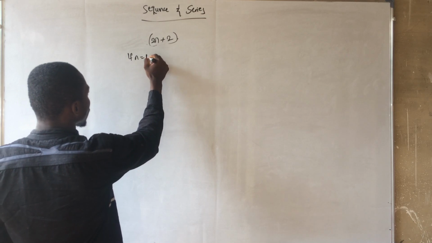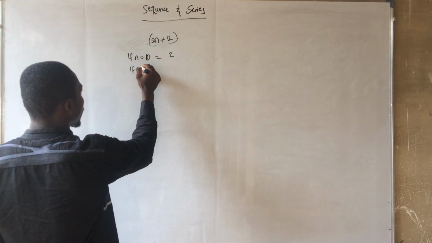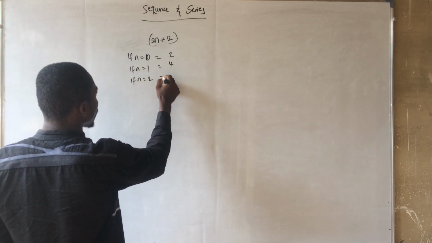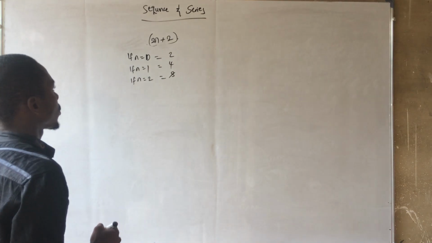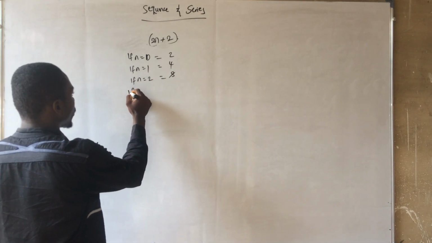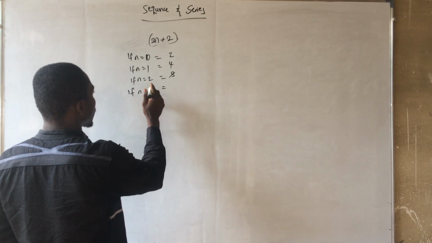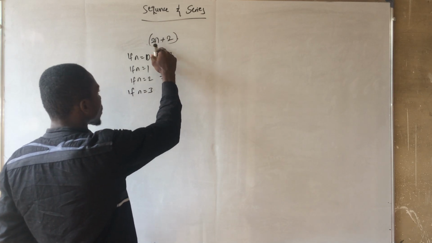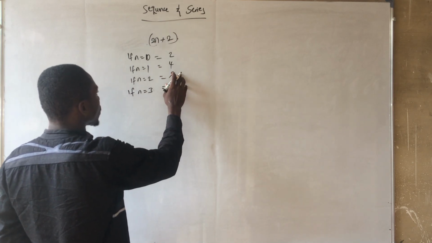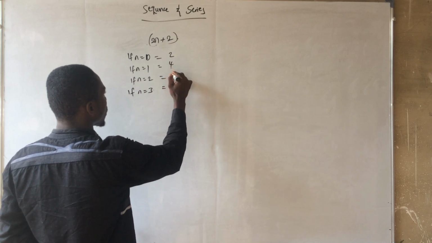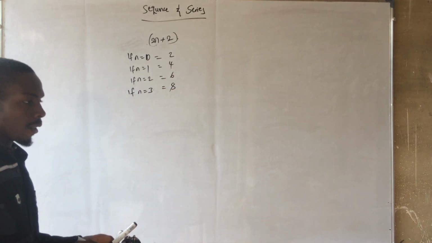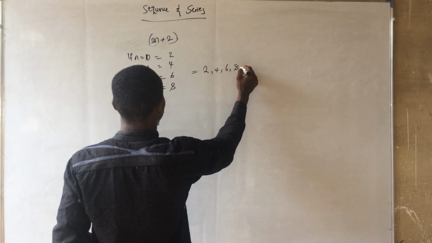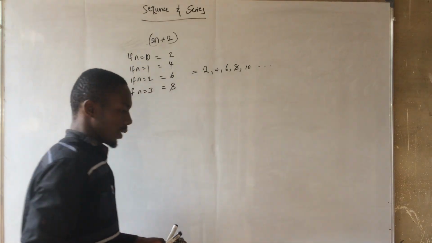If n equal to 0, we have 2. If n equal to 1, we have 4. If n equal to 2, we have 8. If n equal to 3, we have 2 times 3 is 6 plus 2, 8. So now we see we have even numbers 2, 4, 6, 8, 10, and so on.